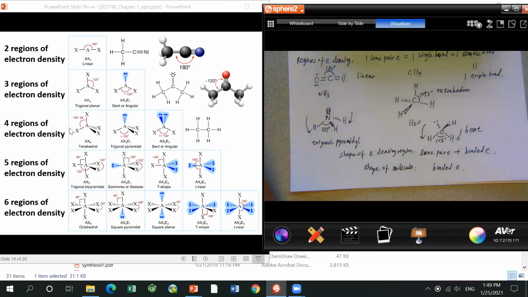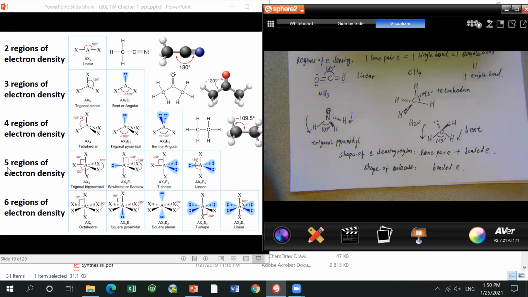And four regions of electron density really depends on how many bonds and how many lone pairs. Four regions, four bonds, should be tetrahedral, with a 109.5 degree bond angle. If it's three single bonds and one lone pair, it should be a trigonal pyramidal structure, 107 degrees bond angle. If it's two lone pairs and two single bonds, that should be bent, and the bond angle should be around 105.